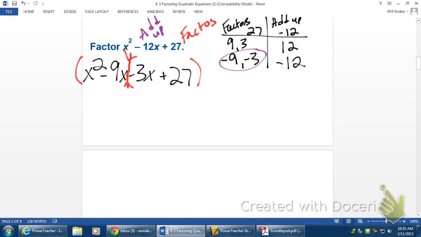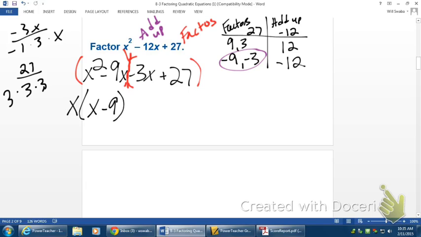Now, x squared and minus 9x. What's the greatest common factor? X. What's left? X minus 9. Now, negative 3x and positive 27. What's the greatest common factor? Positive 3. I told you there's 3. And a 27 over to the side.